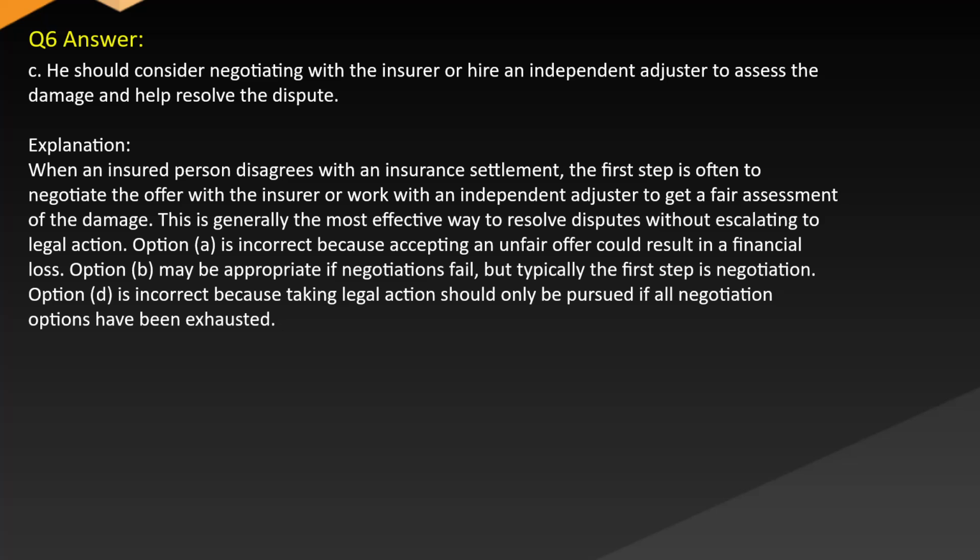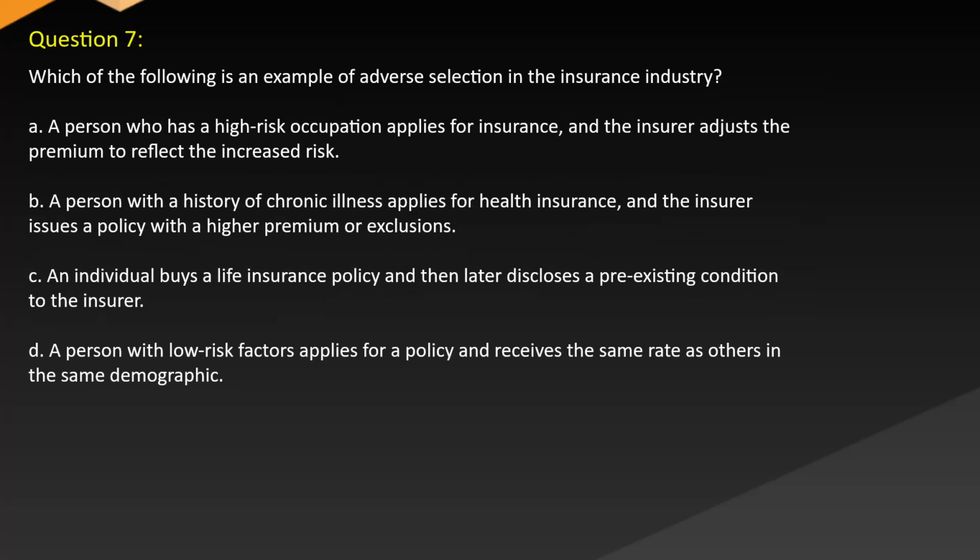Option A is incorrect because accepting an unfair offer could result in a financial loss. Option B may be appropriate if negotiations fail, but typically the first step is negotiation. Option D is incorrect because taking legal action should only be pursued if all negotiation options have been exhausted. Question 7. Which of the following is an example of adverse selection in the insurance industry?